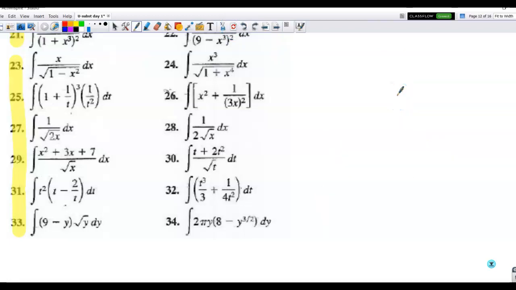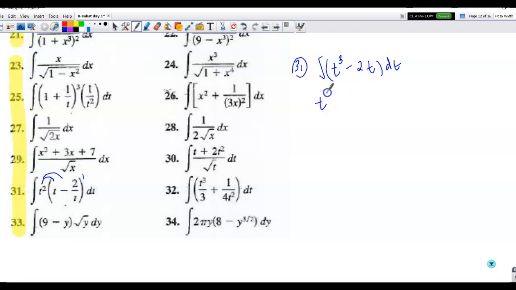Number 31. I don't even have a power other than 1 on the outside here, so I'm going to distribute. Use simple integration strategies where possible. t squared times t is t cubed. t squared times 2 over t is 2t dt.